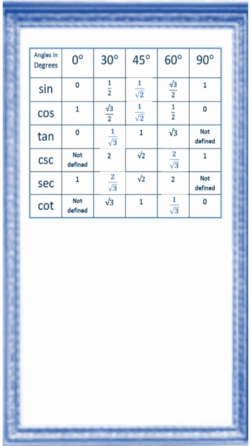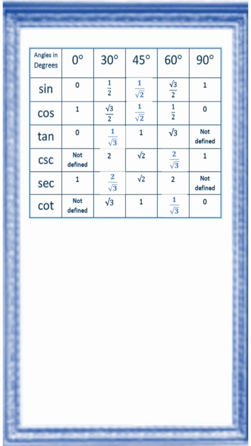This is the important table that we have to remember. Sin 0 is 0, sin 30 is 1 by 2, sin 45 is 1 by root 2, sin 60 is root 3 by 2, sin 90 is 1. Cos, write it in the reverse order, that's all. Tan ratio is sin by cos. So tan 0 is 0, tan 30 is 1 by root 3, tan 45 is 1, tan 60 is root 3, tan 90 is not defined.